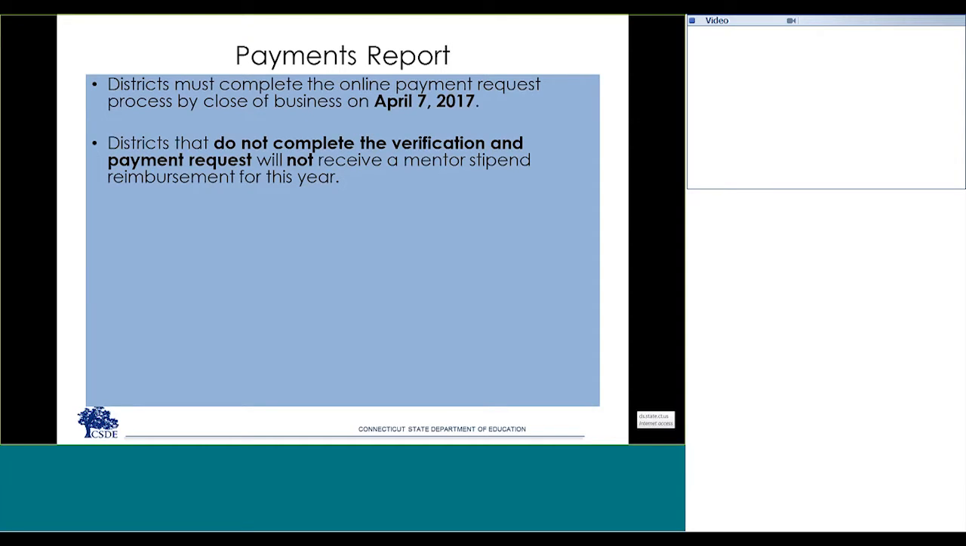I want Claudine to say this. You want me to say this? Okay. Yeah, you don't get any money if you don't give us a report. That's right. If we don't get the report and we don't have verifications, we have no way of knowing what the stipend should be. So consequently, we will not be able to issue any stipend at all.